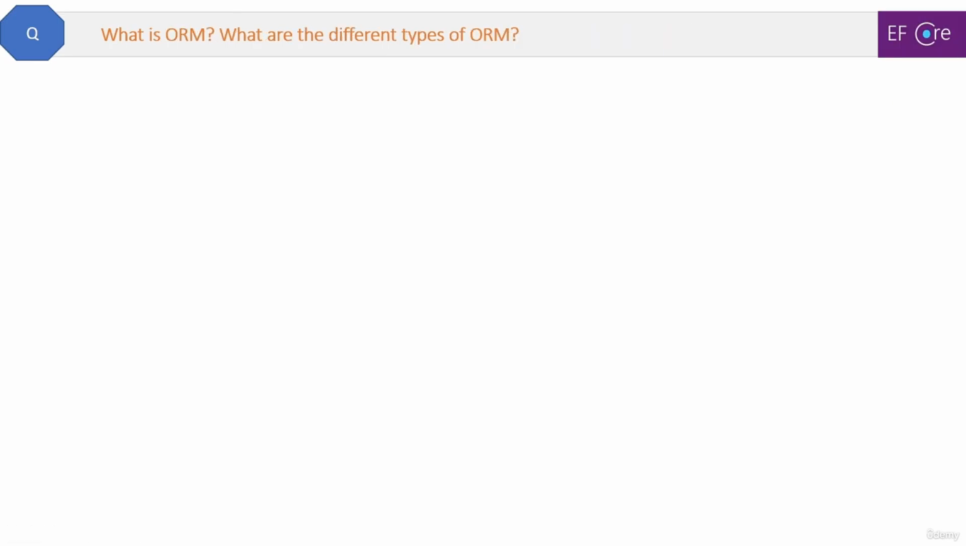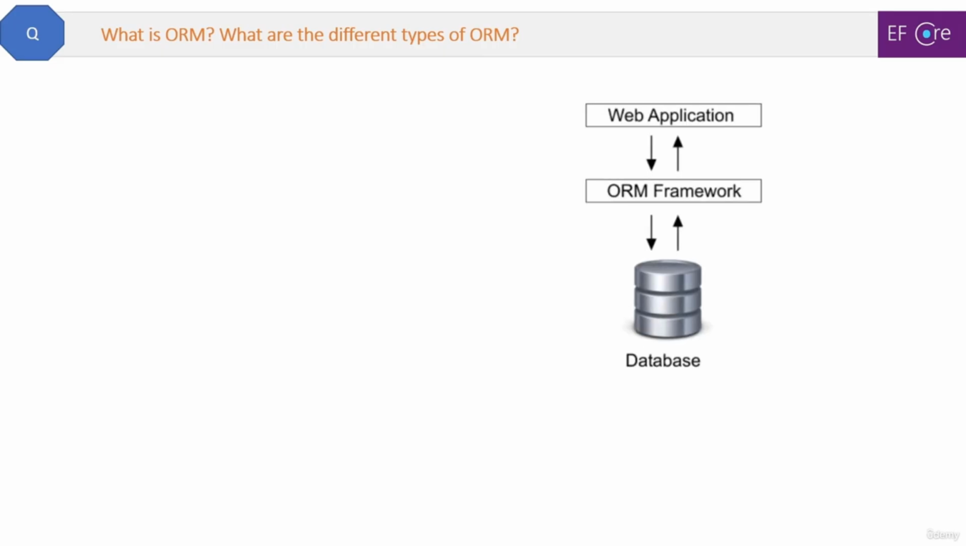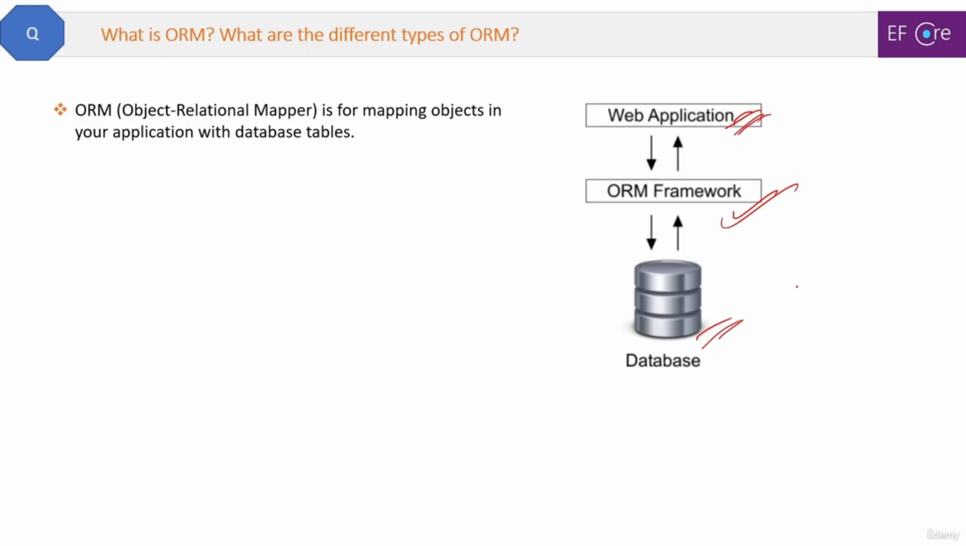What is ORM? What are the different types of ORM? Here you can see we have one web application which is using the ORM framework to connect to the database. So ORM stands for Object Relational Mapping, and it is used for mapping objects in your application with the database tables. So mapping basically your application objects with the database, that is ORM.